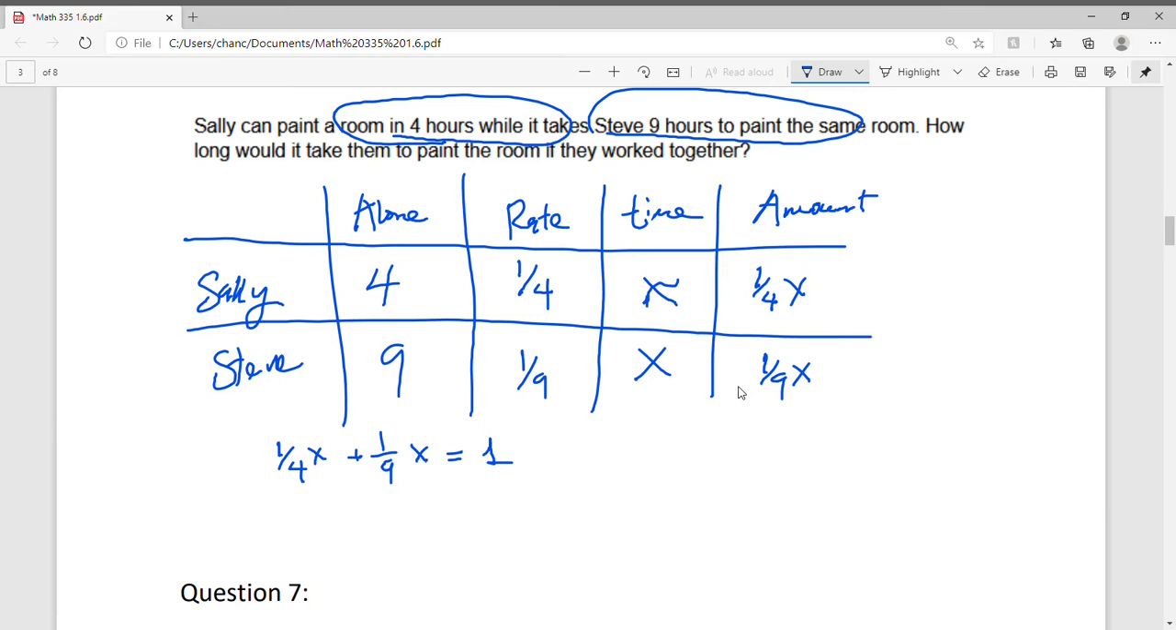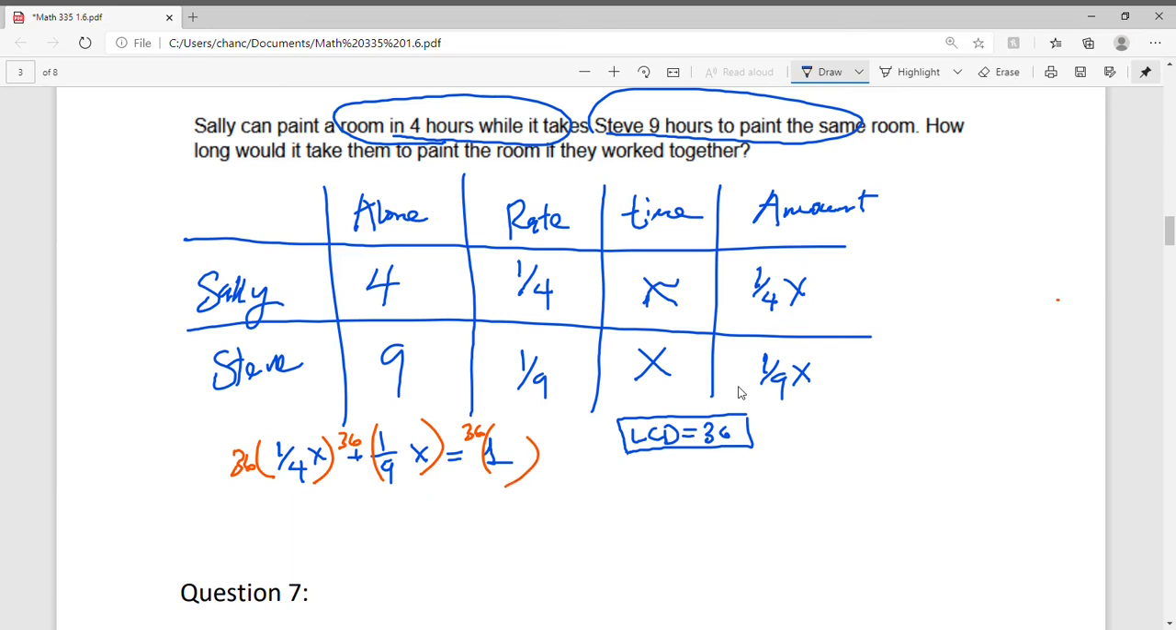Now I don't like these fractions. I want to get rid of those fractions. What's the LCD? The LCD is 36 because we are multiplying 4 times 9 together. We'll multiply 36 times 1/4 X, 36 times 1/9 X, and 36 times 1.